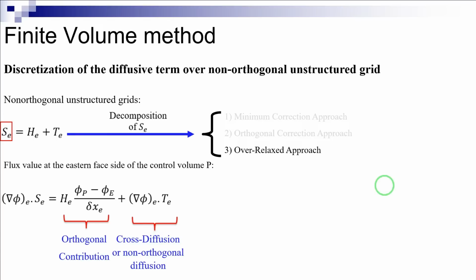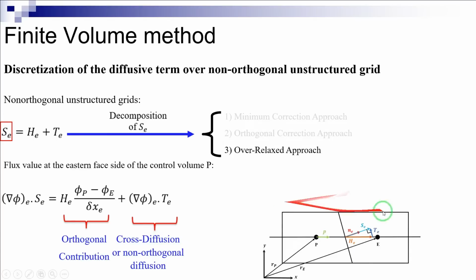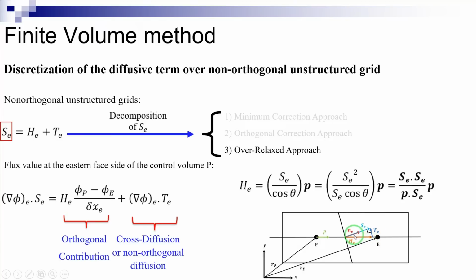In this scheme, as shown in this figure, TE is selected to be orthogonal to SE. Thus, HE is computed using this equation. Here, we have multiplied both the numerator and denominator by the magnitude of the vector SE. Note that theta is the angle between the vectors SE and P, or between the vectors SE and HE.